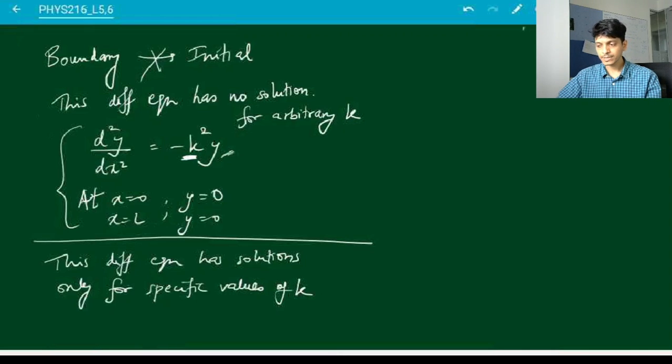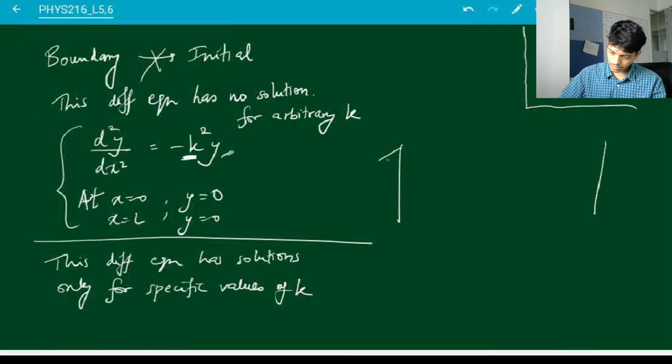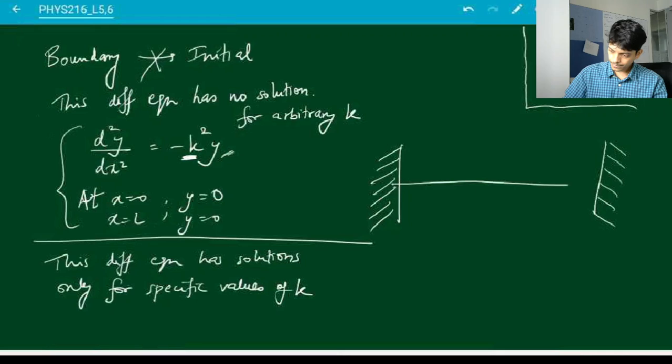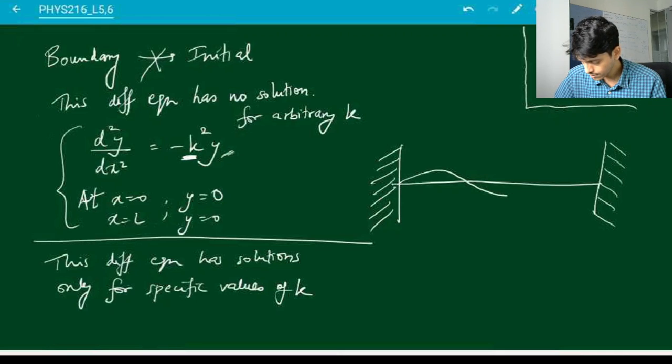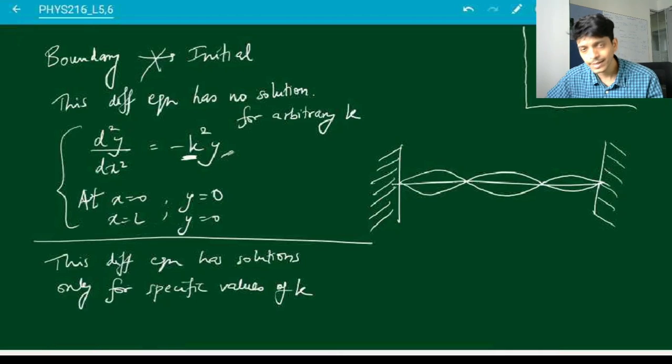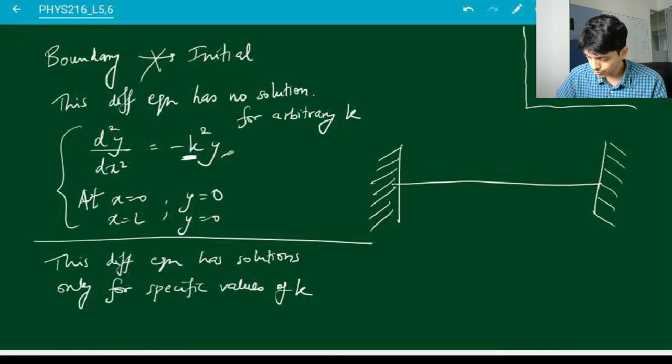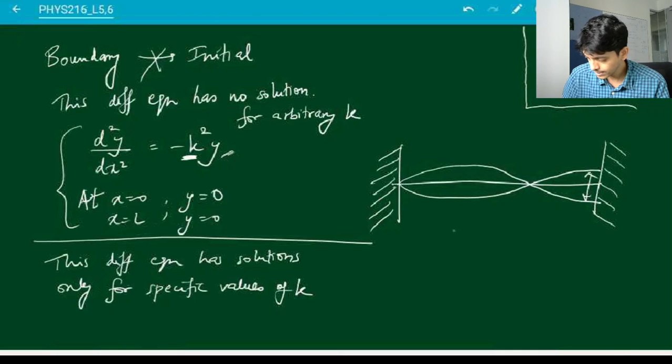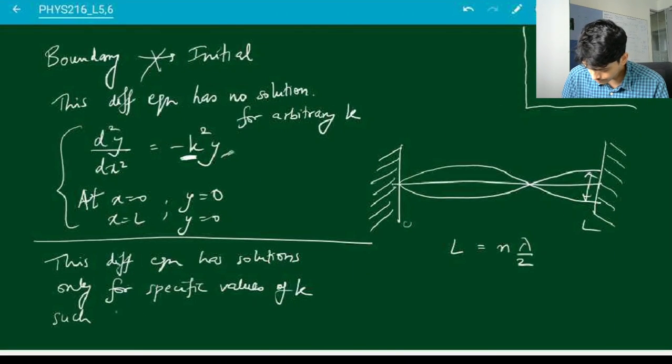Physically, what does this mean? Physically, what it means is that only those solutions will work for which you have a node at both ends, and that you have seen already in your 12th standard physics. So this solution works because it has a node at both ends, but this solution would not work because you cannot have this. In other words, you had seen that the total length of this string L had to be an integer multiple of half wavelengths, and that is exactly the condition over here. So this only works for specific values of k such that k equals n pi over L.